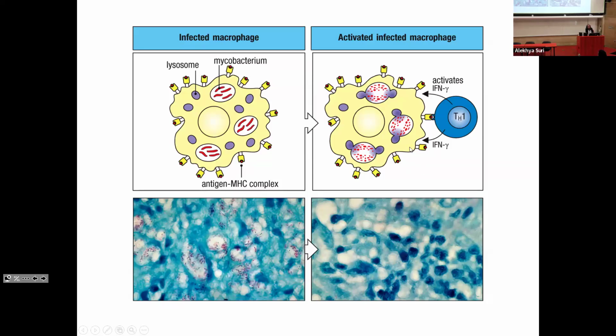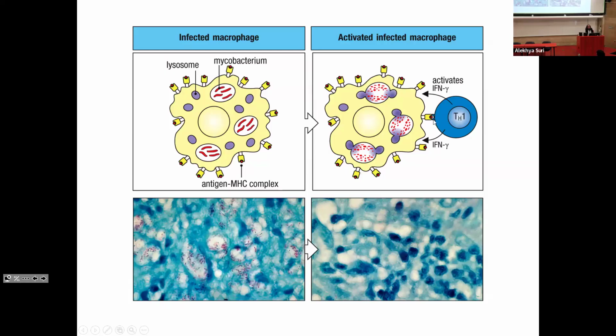Instead, what it does is it secretes molecules that will activate the cell, in this case, a macrophage, right? So this macrophage, for example, is infected with a pathogen, in this case, a mycobacterium, and the mycobacterium has not been killed. This macrophage still has a lot of mycobacteria. Let's look at this first. The infected macrophage here has a lot of mycobacterium.